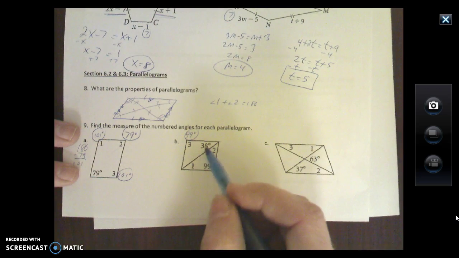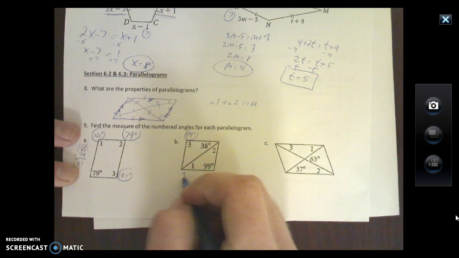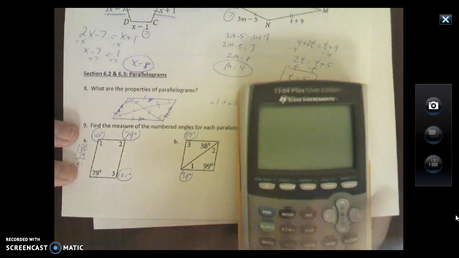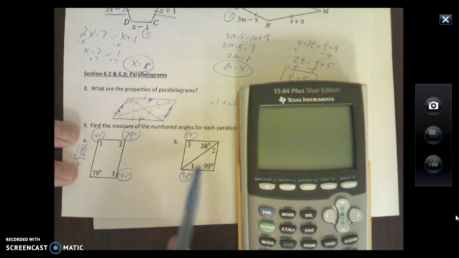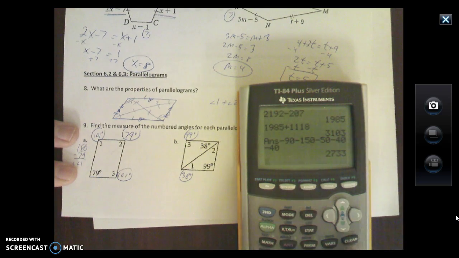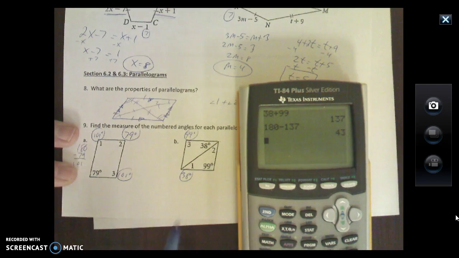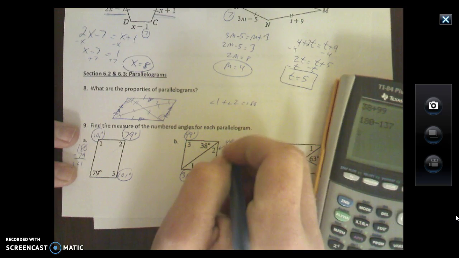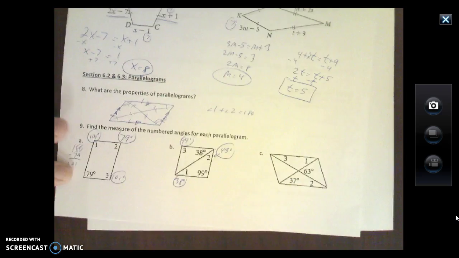Then, because they're all parallel, I know alternate interior angles. This is 38, this is 38 degrees. Then I know that I have a triangle inside there. So I don't ever want to forget about my basic knowledge of triangles. So I can say 38 plus 99, do 180 minus 137. I get 43 degrees right here. Okay.